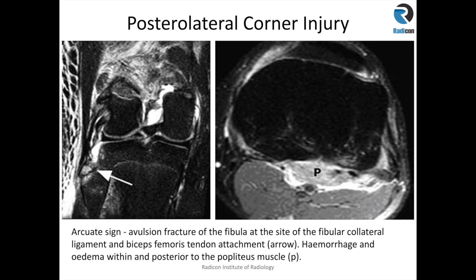There's a lot of subcutaneous edema. On the second image, you can see there is a signal change within the popliteus muscle here with overlying soft tissue reaction, and there is mild marrow edema as well. So this is a case of posterolateral corner injury.